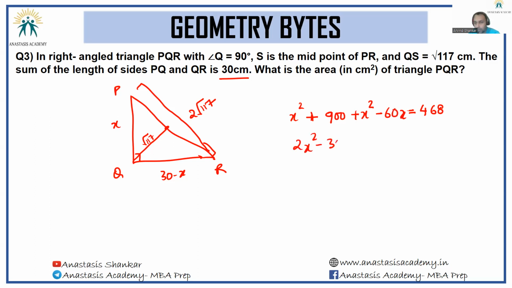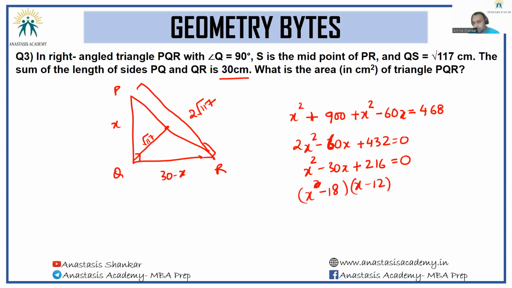2x square minus 30x, 450 plus 18 minus 468 plus 432 is equal. Why is this? It should become 30 in the next step, not right now. Now it will become x square minus 30x plus 216 is equal to 0. So I'll get x minus 18 and x minus 12 is equal to 0. So x will either be 12 or 18, and 30 minus x will be 18 or 12.